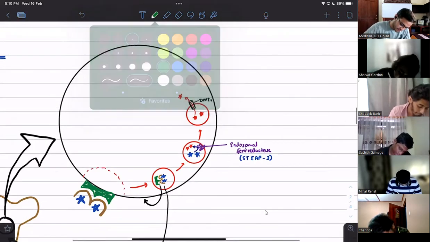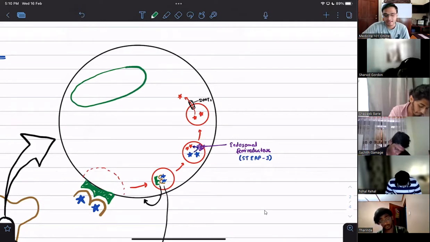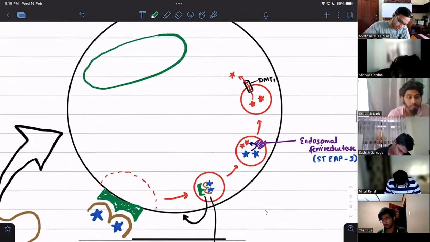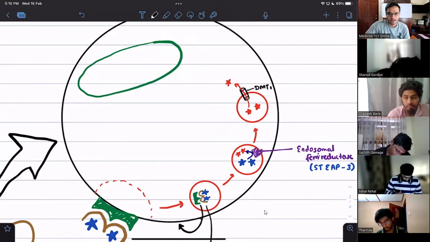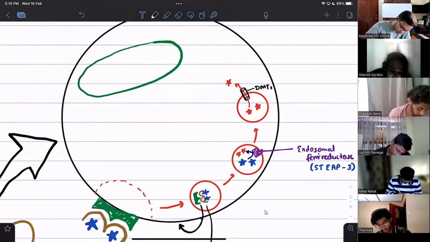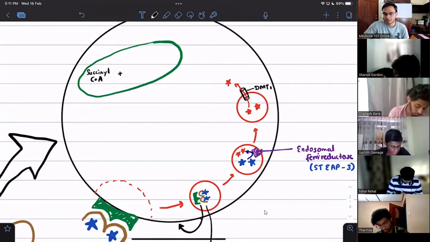On this side of the erythroblast, guys, you can draw a mitochondrion. Inside the mitochondrion and in the cytoplasm itself, there are some reactions going on. Let's see what is happening. Firstly, guys, don't worry about these names. Look at this. There is something called succinyl-CoA.